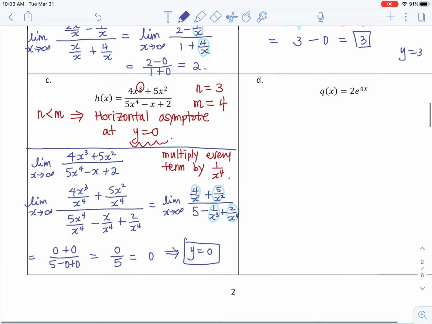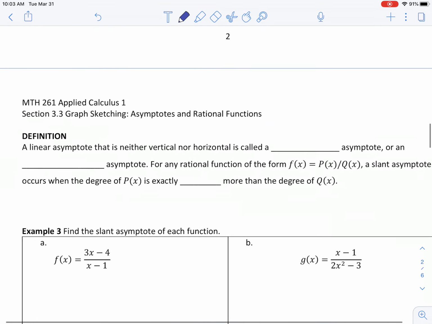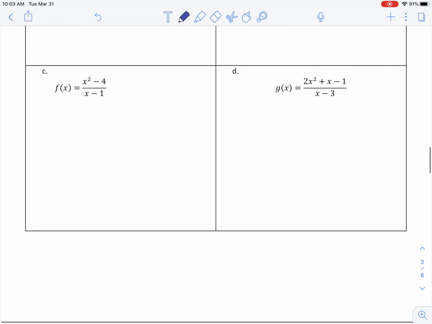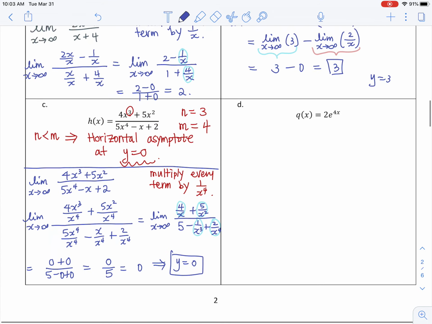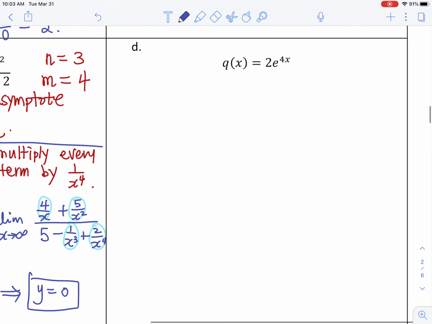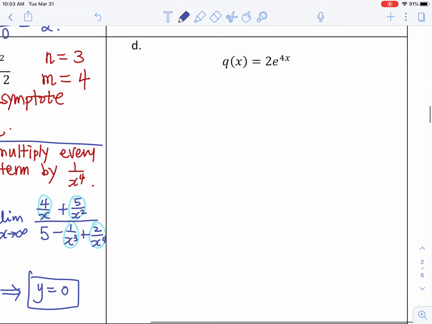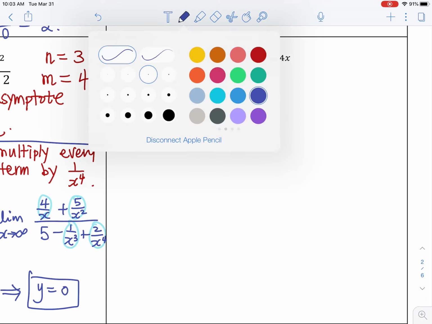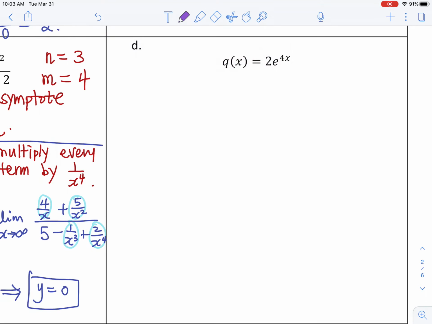Alrighty, let's look at the very last one, D. Because I think the slant asymptote will go kind of quick, I think I'm almost done with this first video. D, ooh, see, the degree game doesn't work for this one, because this is an exponential function. I don't know why I have this random exponential function stuck in this section, because I wanted to just go over the rational functions, but okay, why not? Let's find the horizontal asymptote. We've got to use the limit, right? Because there's no degree of the numerator or of the denominator.